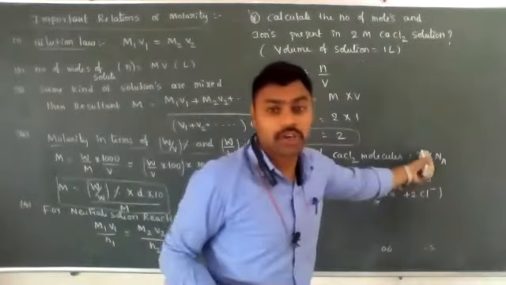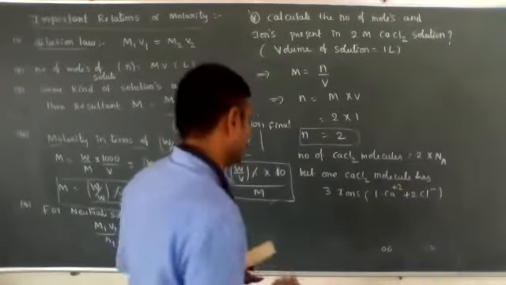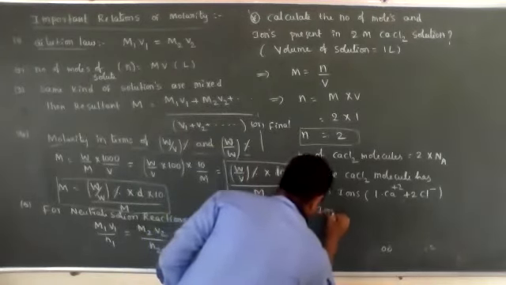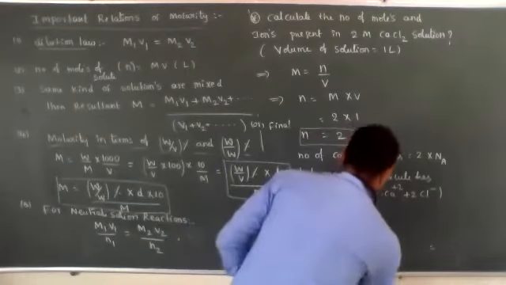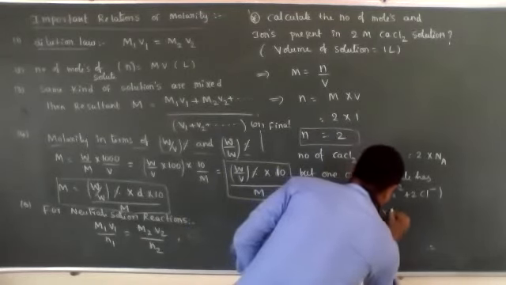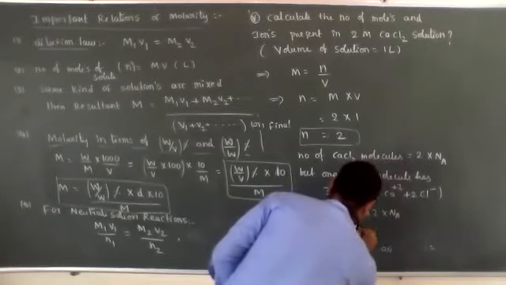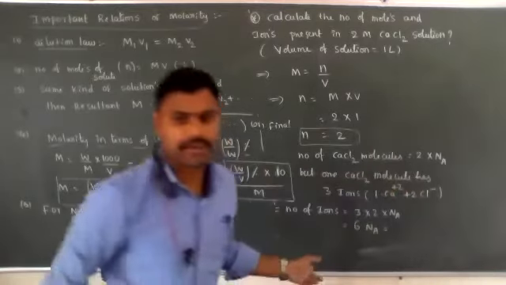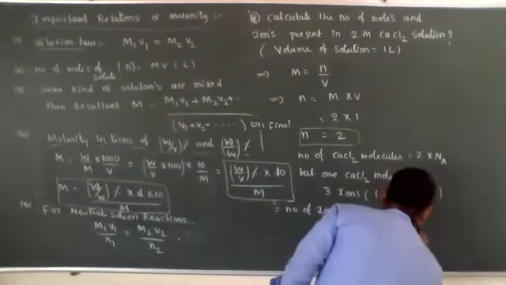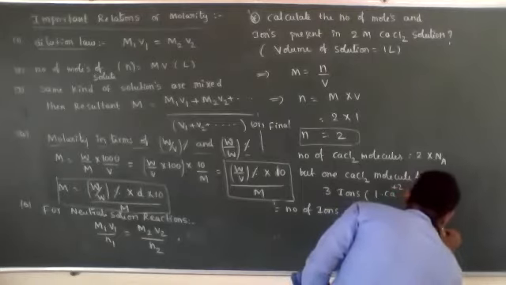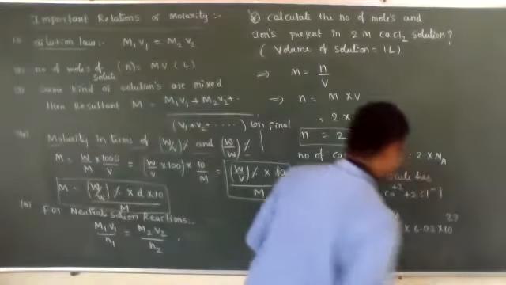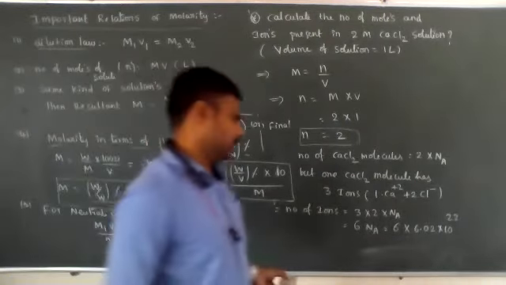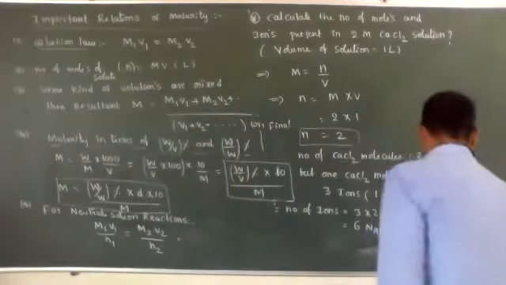But how many molecules do we have? 2 into Na molecules are present. So the number of ions is equal to 3 into 2 into Na, which is 6 Na. If you want to simplify, it is 6 into 6.02 into 10 to the power of 23, because the Na value is equal to 6.02 into 10 to the power of 23. Just multiply that.